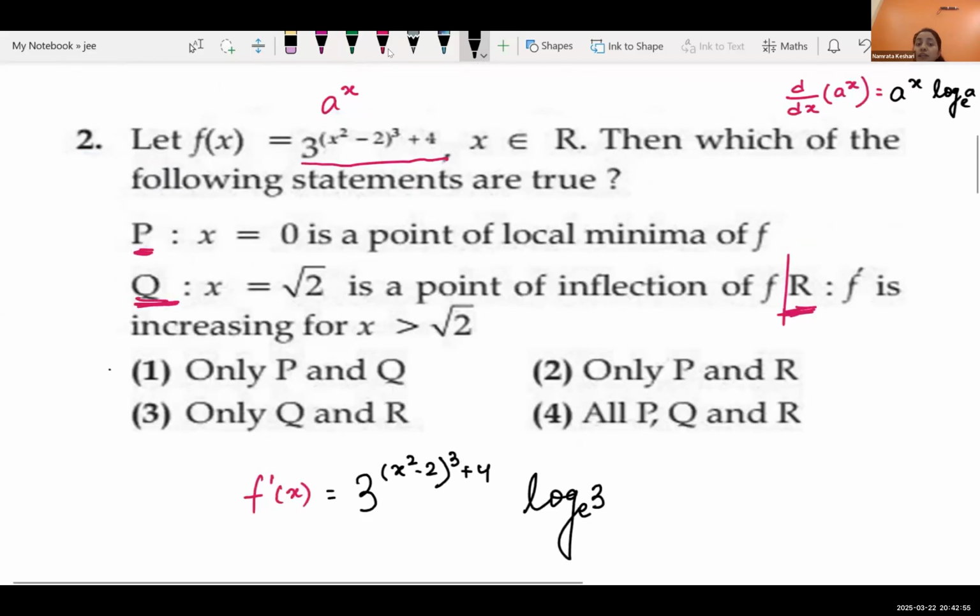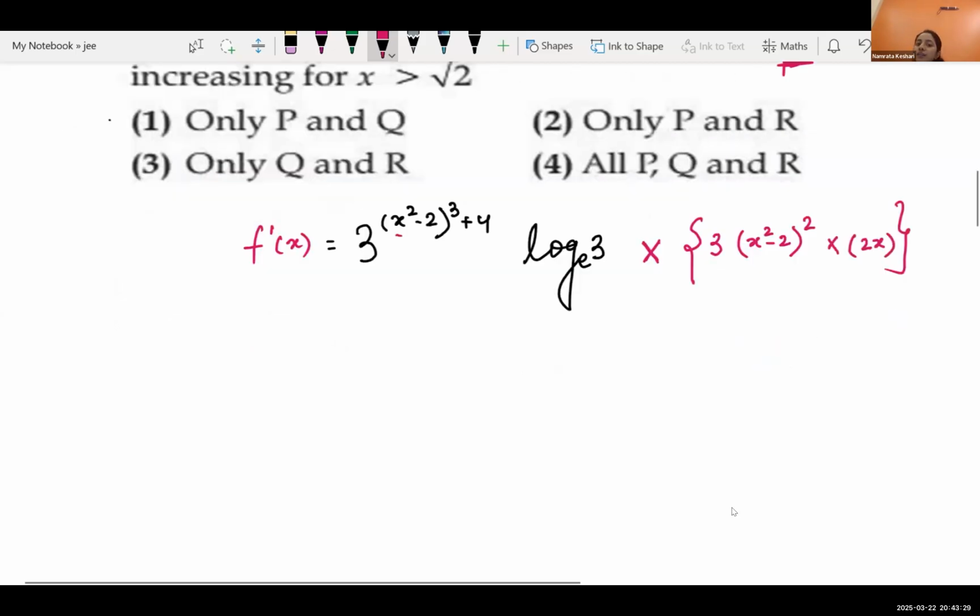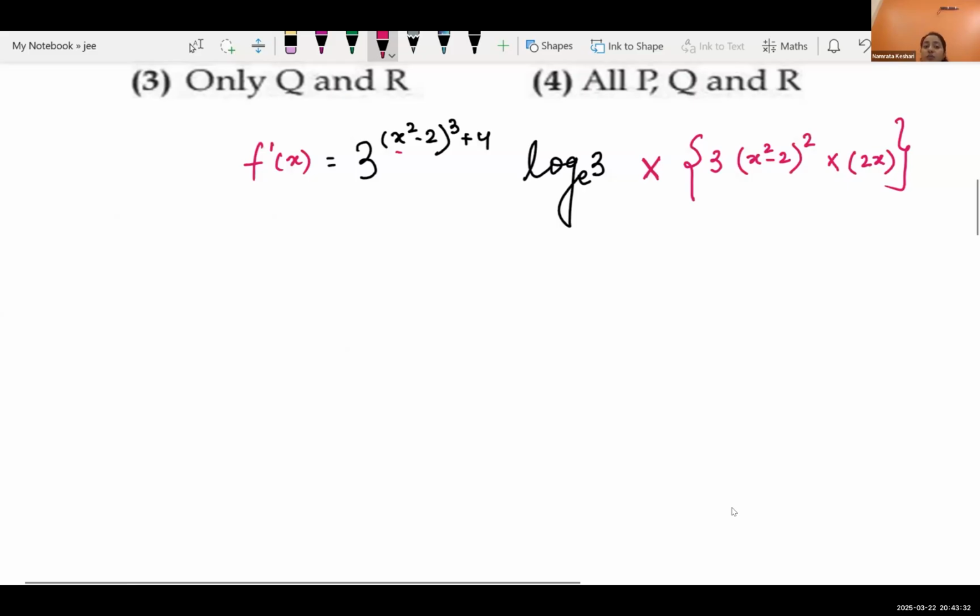And this is not x, so by chain rule, we again have to do the derivative of this x square minus 2 whole cube plus 4. Yes or no? So let's do it. 3 times x square minus 2 whole square, but again for this x square minus 2, we need the derivative, that is 2x. Is it making sense? We have just applied chain rule for finding f dash x, and we can clearly see our f dash x is huge.